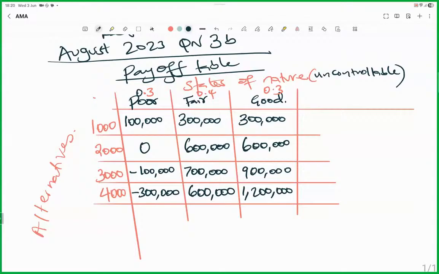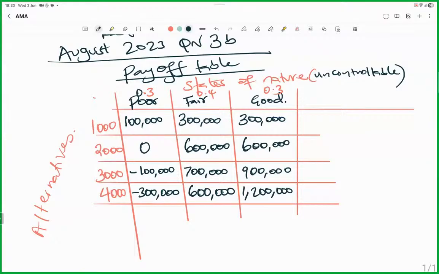So we are given a payoff table. A payoff table will always give you what we call conditional profits. For example, if we supply 1,000 sandwiches and the market is poor, we get a profit of how much? 100,000. And if we supply 1,000 and the market is good, we get 300,000. So you're combining the states of nature vis-a-vis our action points, what we're going to act on as decision makers.